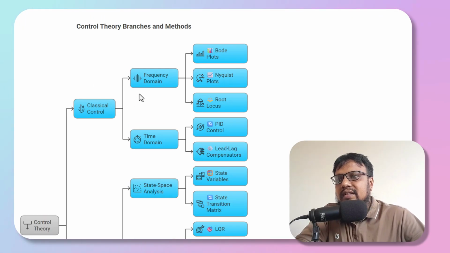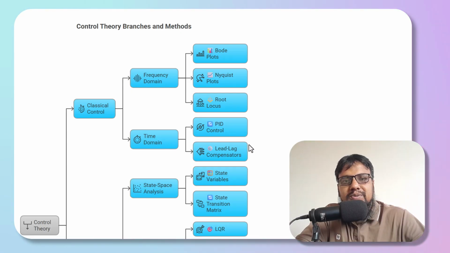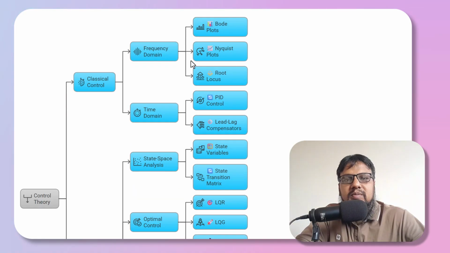Classical control has two main domains here. The first one is the frequency domain. Then we have the time domain. We learn Bode plots, Nyquist plots, and root locus. These are the contents that fall under the frequency domain. Here we use the Laplace transformation, or the Laplace form of equations in the S domain. Then we have time domain classical control. For this we use PID control, lead-lag compensators, things like that. These are the contents from classical control.